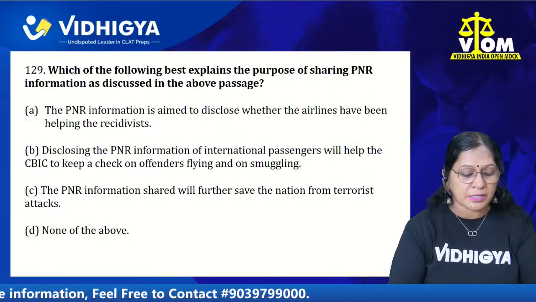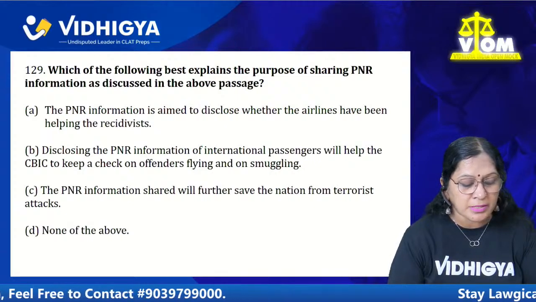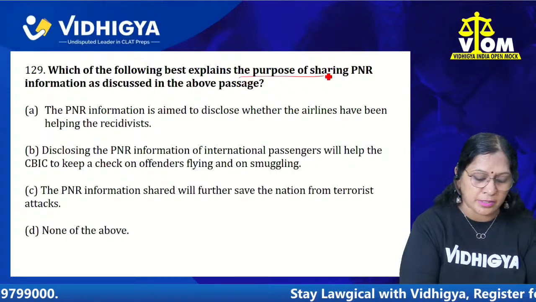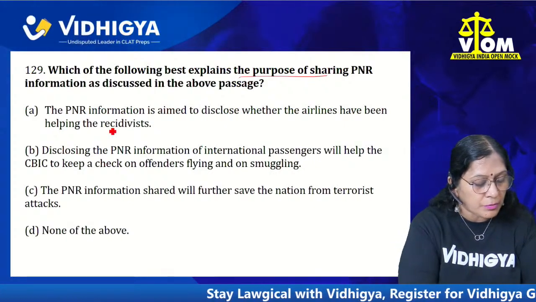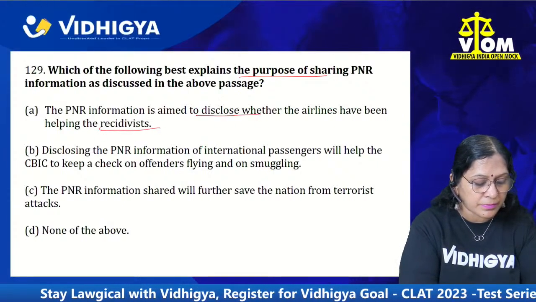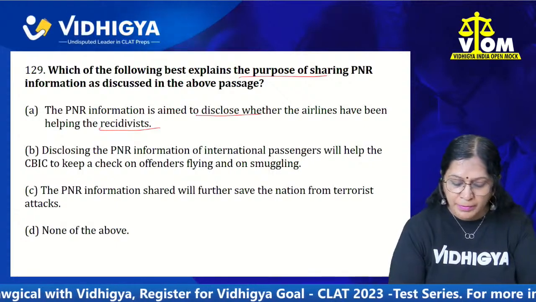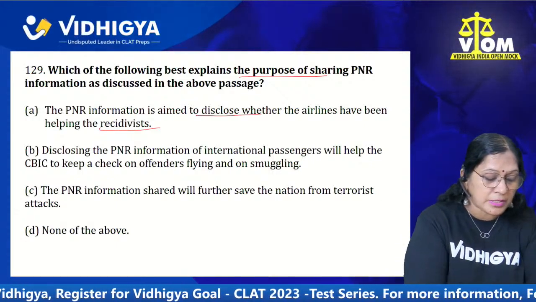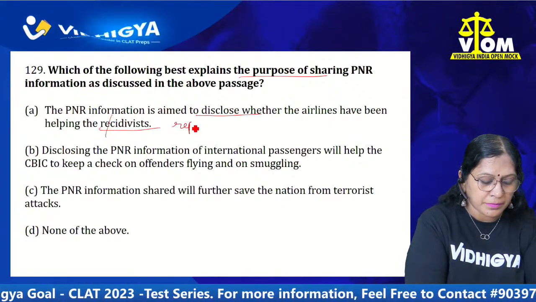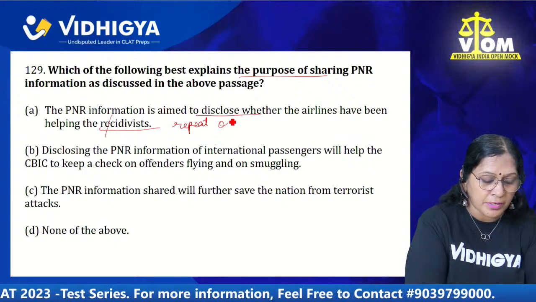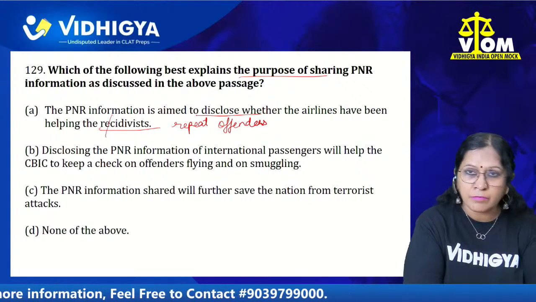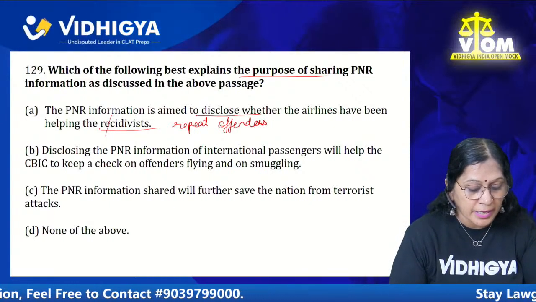Which of the following best explains the purpose of sharing the PNR information as discussed in the above passage? So why do we need to share this? PNR information is aimed to disclose whether the airlines have been helping the recidivist. Recidivists are the repeated criminals. You can see RE, that is repeated offenders, repeated criminals, meaning those who commit crimes again and again. Now, is the airline supporting them?